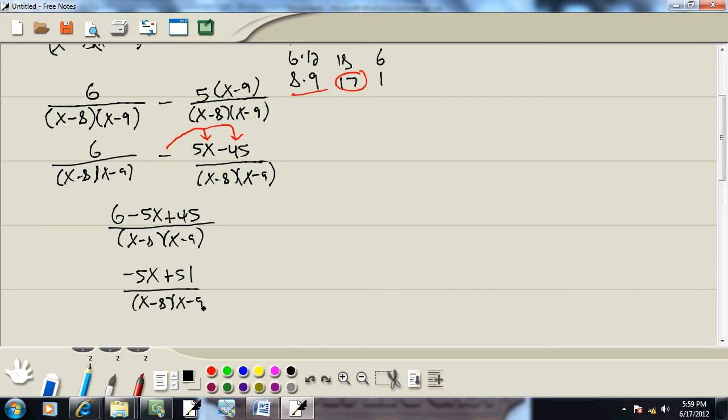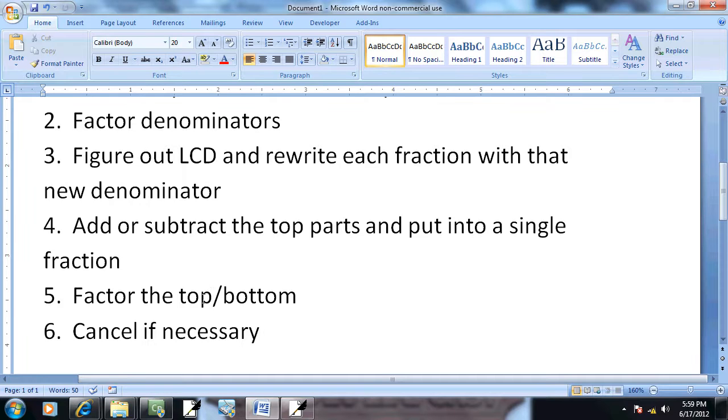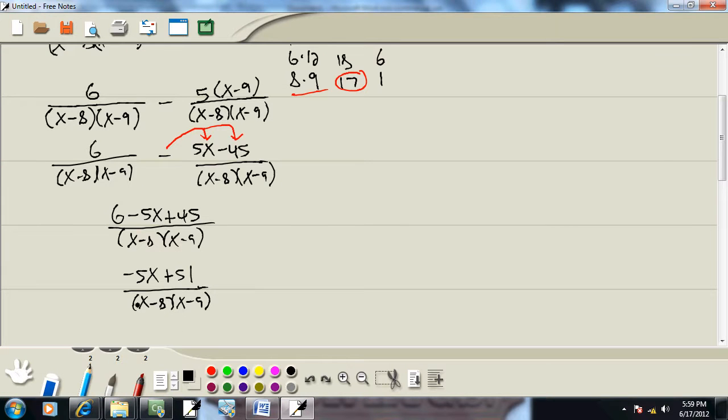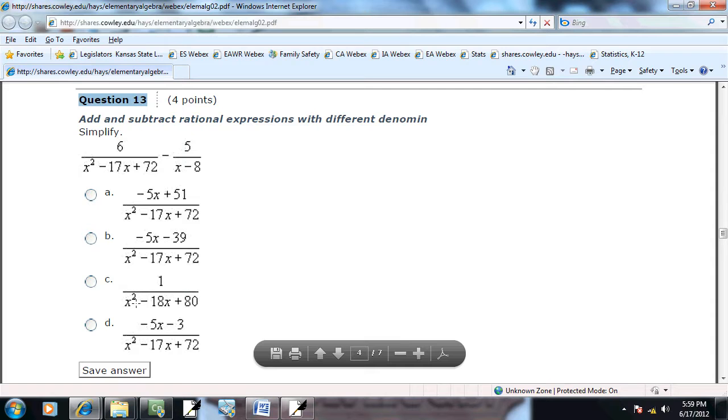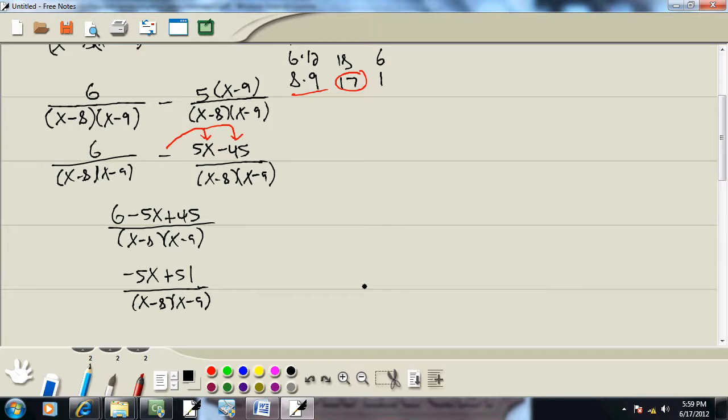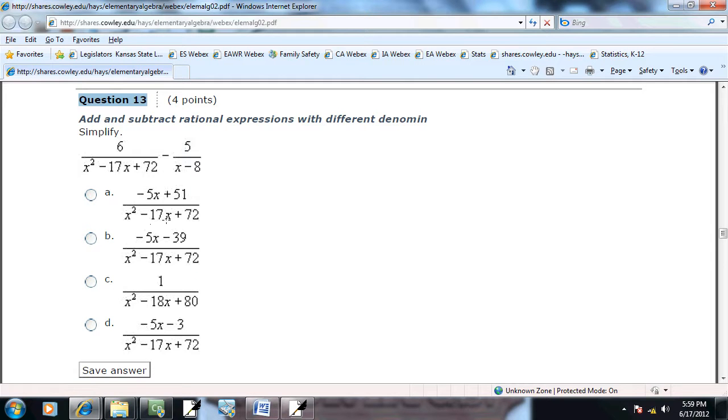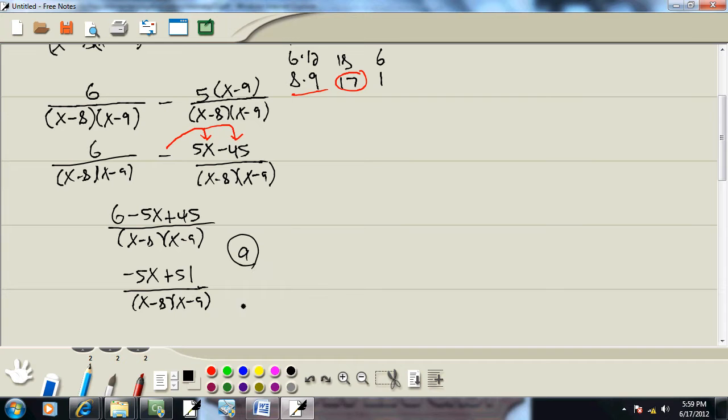Now our next step says to factor the top, but that doesn't look like a factor. And we can't cancel. So let's see which one matches. Negative 5x plus 51. They go ahead and multiply this back through, which you could if you wanted to. But it'd be A. Let me show you what they did.